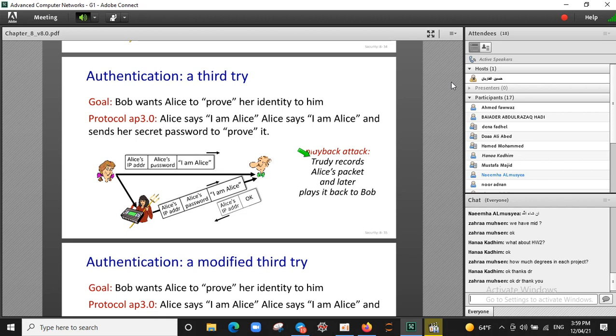To break this communication, to hijack this communication, it's very simple.